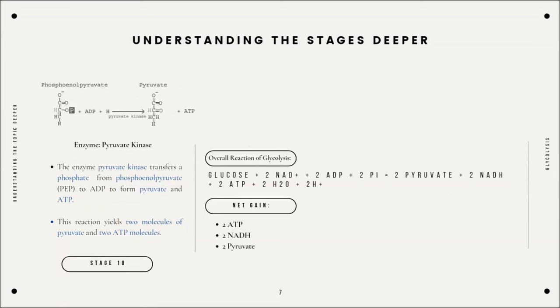This is the overall reaction of glycolysis, where the final products are 2 molecules of pyruvate, 2 ATPs, and 2 NADH. That's all for glycolysis.